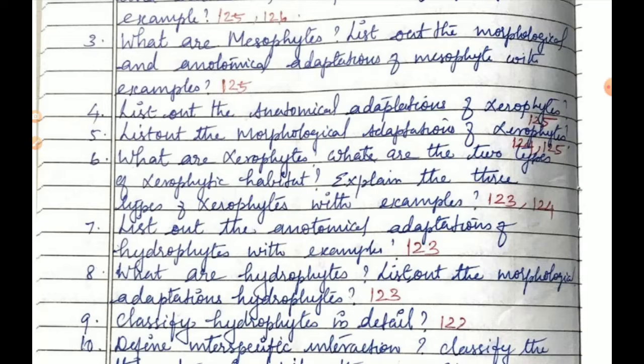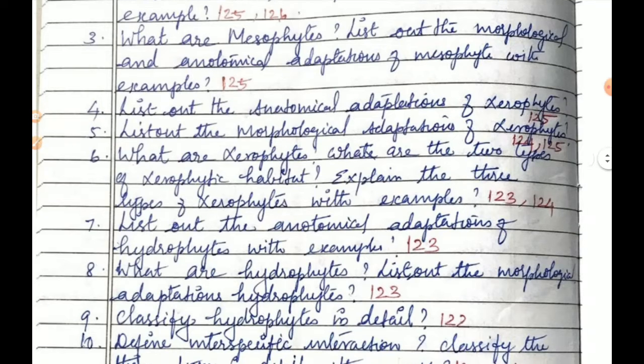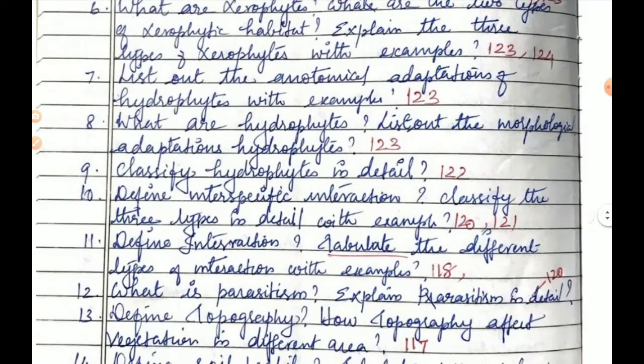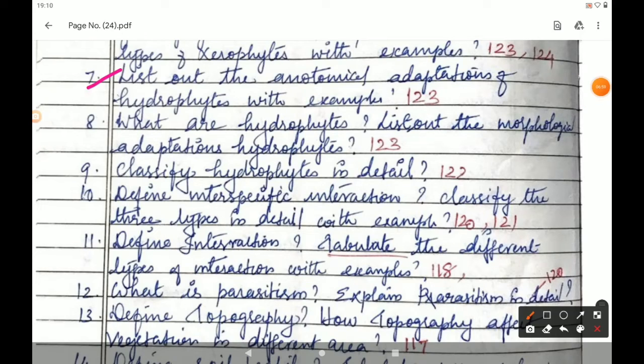seventh question, list out the anatomical adaptations of hydrophyte with example. Page number 123. Answer is given in page number 123. Seventh question. In page number 123, at the last of the page, the anatomical adaptations are given. First about cuticle.